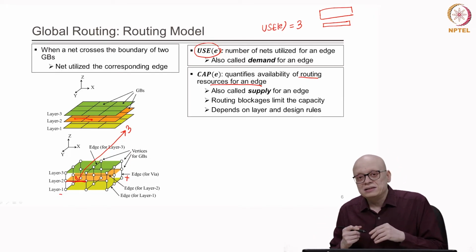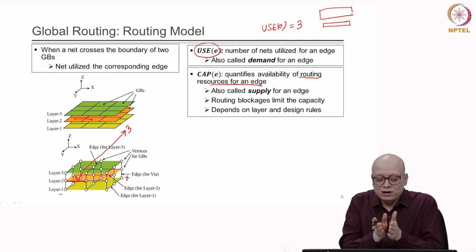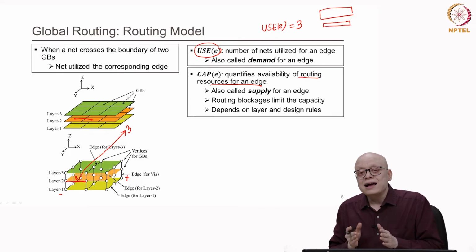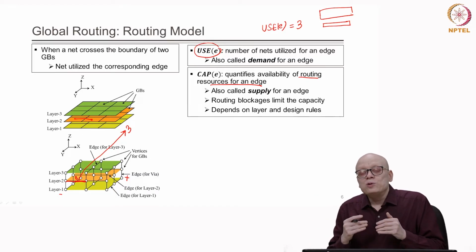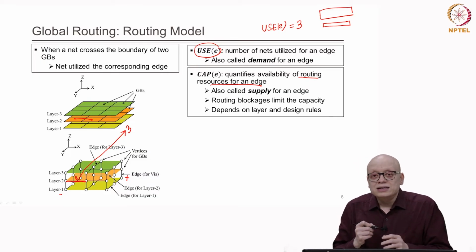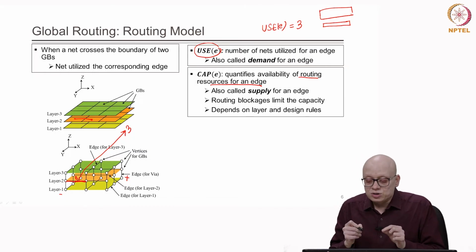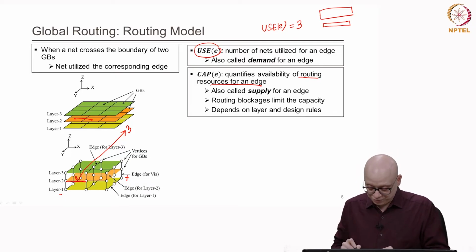So, depending on the layer and also the design rules, like what should be the spacing between one track and the other, that is decided by the design rule which comes from the foundry. Therefore, when the global router is computing the capacity, it should take into account the layer for which it is computing the capacity and also the design rules, right.